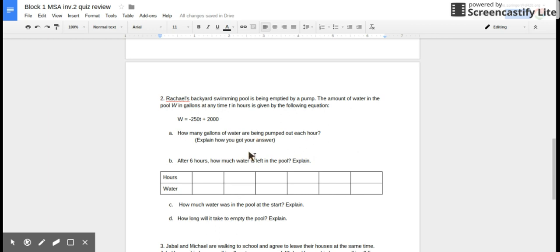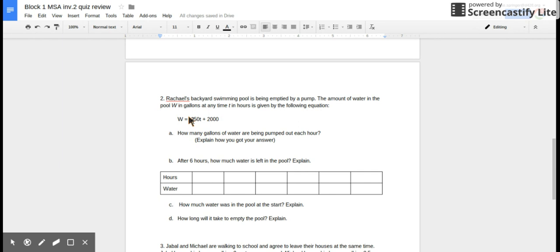For the second question of our Investigation 2 quiz, this is how we read it. Rachel's backyard swimming pool is being emptied by a pump. The amount of water in the pool, W, in gallons at any time t in hours is given by the following equation. W equals negative 250 t plus 2,000. So they ask us how many gallons of water are being pumped at each hour.